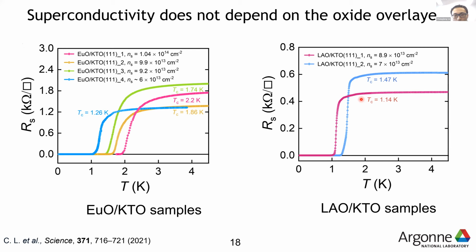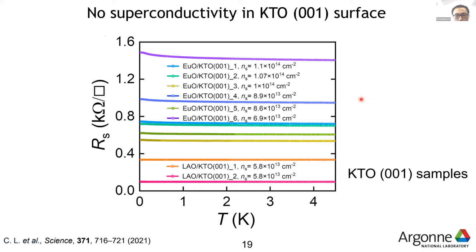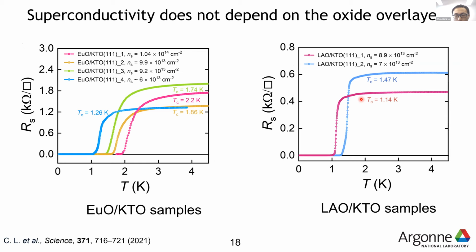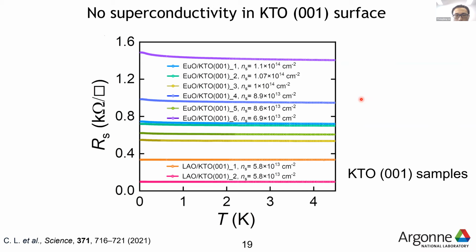One very surprising result is that this superconductivity has a very strong crystalline orientation dependence. In both of these cases, the superconductivity can be observed on the KTO 111 surface. However, when we grow the oxide layers, including both EuO and LAO, on the KTO 001 surface, there's no superconductivity. We measured the transport down to as low as 25 millikelvin, and there's no observable transition. This is quite a striking result in comparison to LAO/STO. So far for LAO/STO, people can observe superconductivity along all crystalline orientations, and the Tc is also quite similar for different surfaces.